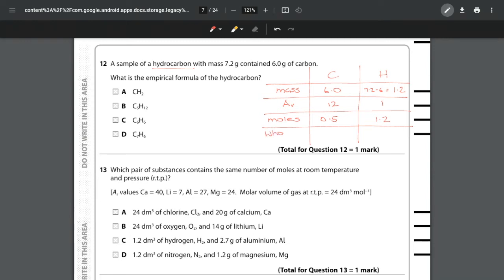And now to make it into a whole number, we're going to take the smaller of the two and divide them. So we get 0.5 divided by 0.5, which is 1, and 1.2 divided by 0.5, which gives me 2.4. Now, of course, I cannot have a 1 to 2.4 ratio for the carbons to hydrogens, because you can't have something that's 2.4. You need to now make this up to a round number. And the only way to make that up to a round number is by multiplying both sides by 5, which gives you a 5 to 12 ratio. So your empirical formula is C5H12, which is B.